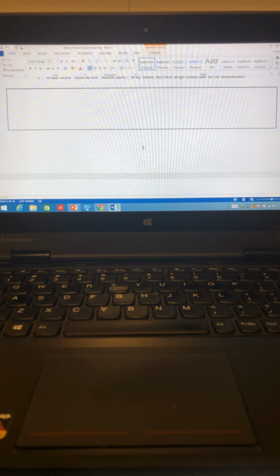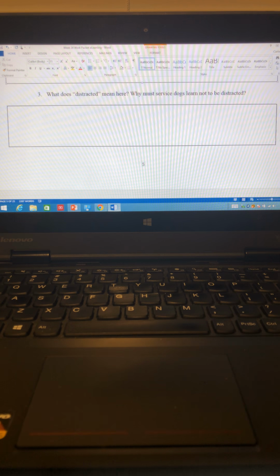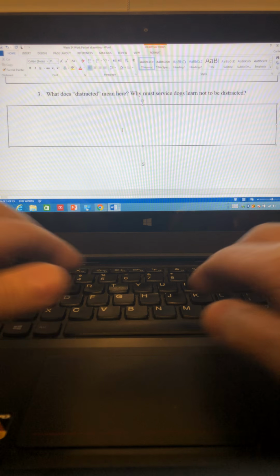As we're looking at the rest of our assignment that we're going to do as a group today, the rest of the work will be for you to complete on your own. Number three says, what does distracted mean? Why must service dogs learn not to be distracted? First, we have to look at the meaning of distracted.